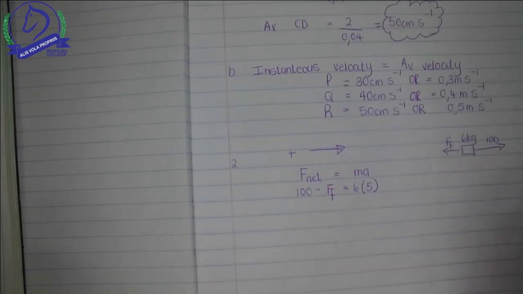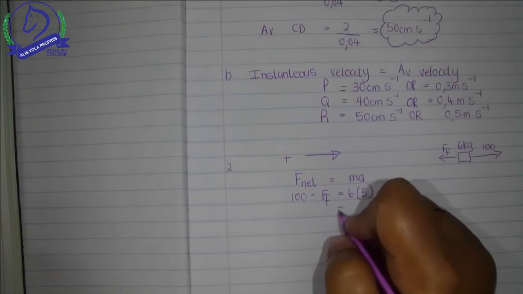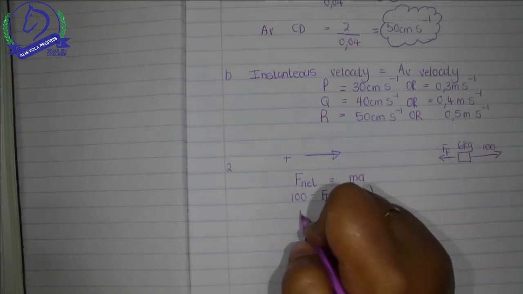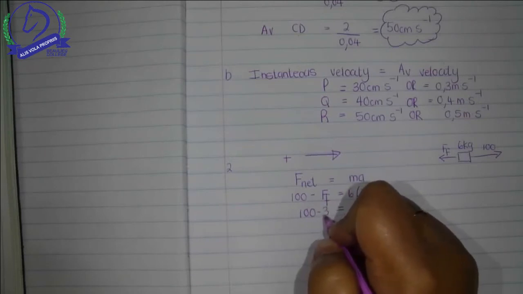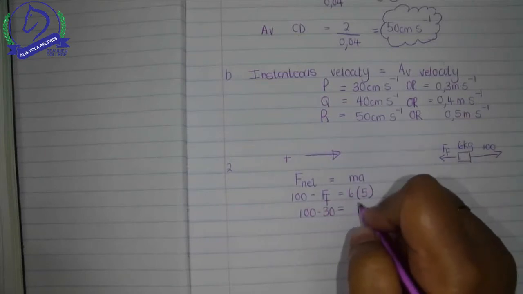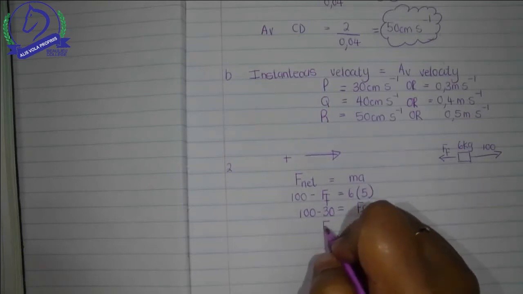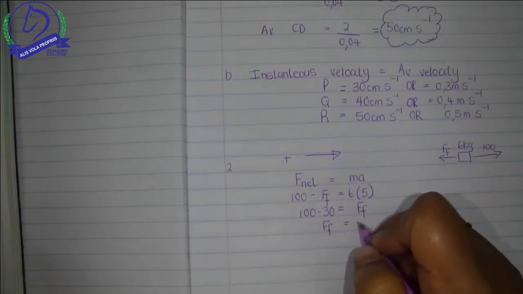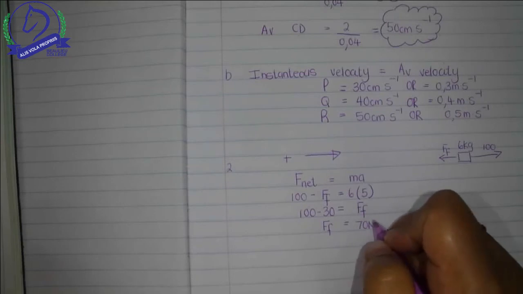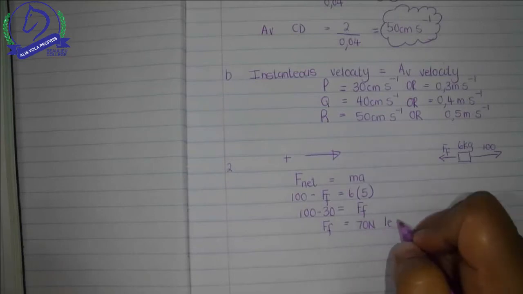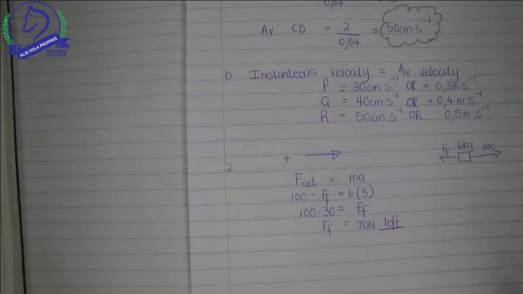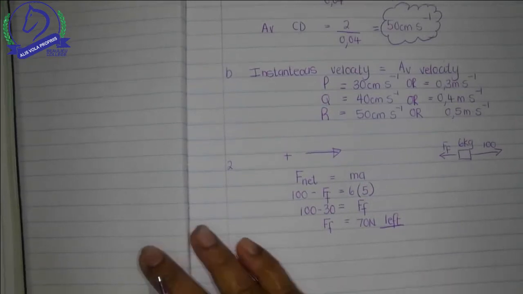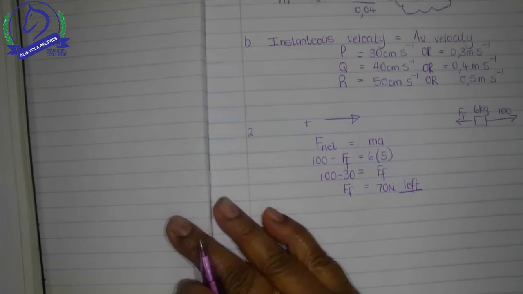This is one of the easier questions, and then I go 100 minus 30 is equal to my frictional force. Therefore, my frictional force is equal to 70 newtons. And as you can see, the direction is to the left. Okay, we can now mark number 3.